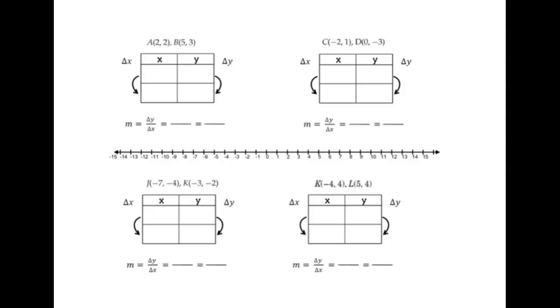So sometimes they'll give us 2 points. We could graph these points. We could draw the slope triangle. We could find the slope using the graph. But like I said, a graph is not always convenient.